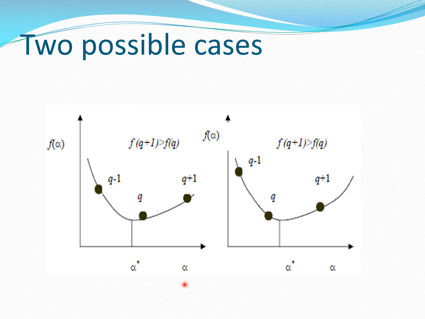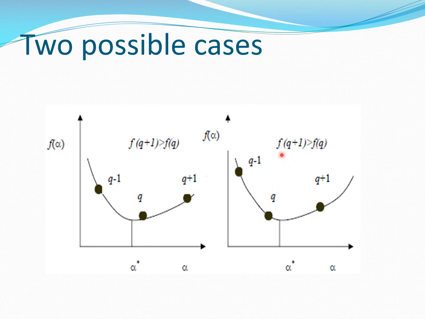Now you can take a look at 2 possible cases why you have to consider q minus 1 and q plus 1 and not just q and q plus 1. So that's a question that comes in the mind of many people. So let's look at both scenarios. So what has happened is f of q plus 1 is greater than f of q. So you can see here that function value at q plus 1 is greater than f of q. But the minimum may be here.